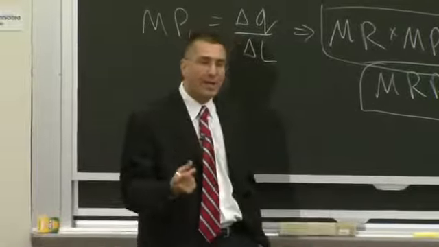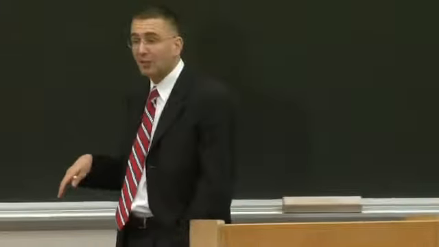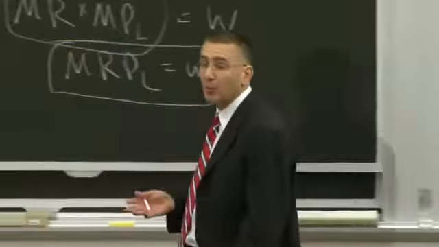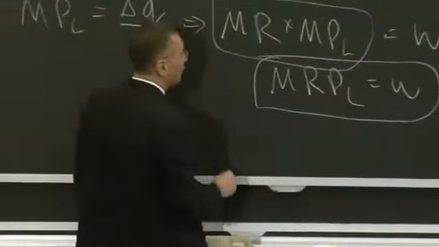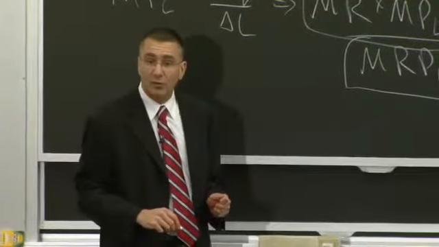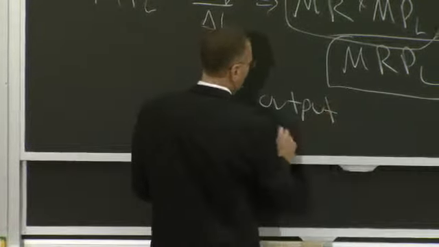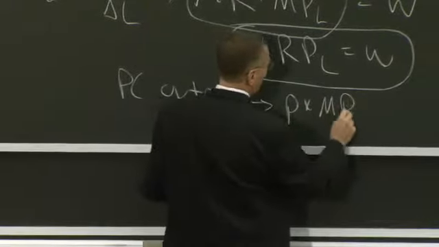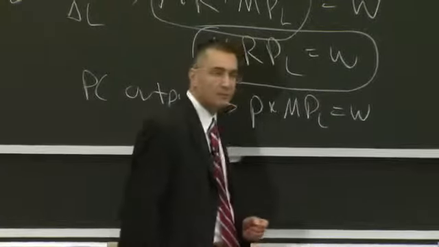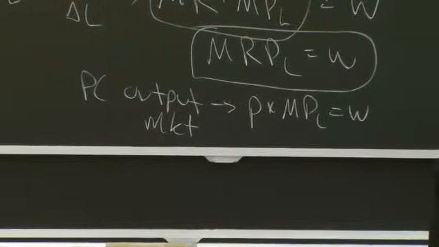Now, if the output market is also perfectly competitive, imagine for a minute, take one further step. Not only a perfectly competitive labor supply, but let's also have a perfectly competitive output market. So it's not a monopolist. It's selling in a perfectly competitive output market. Then we know what the marginal revenue is. We know the marginal revenue is the price. So for a perfectly competitive output market, we can rewrite this as price times marginal product of labor equals the wage. Okay, because we know the marginal revenue is the price in a perfectly competitive output market.